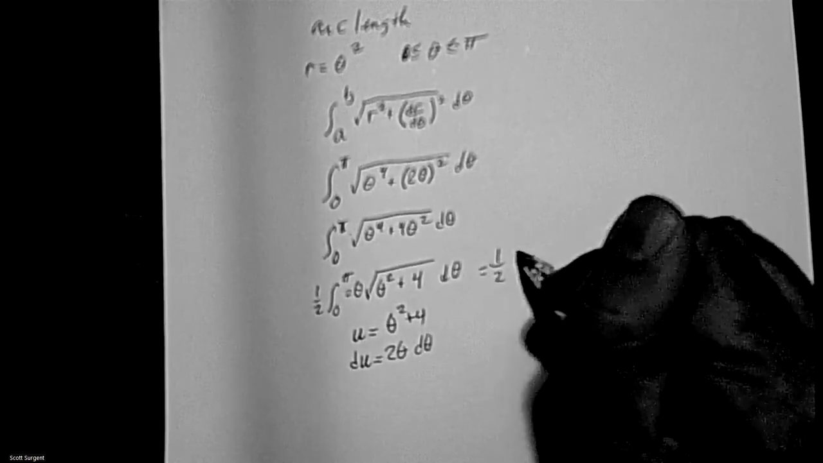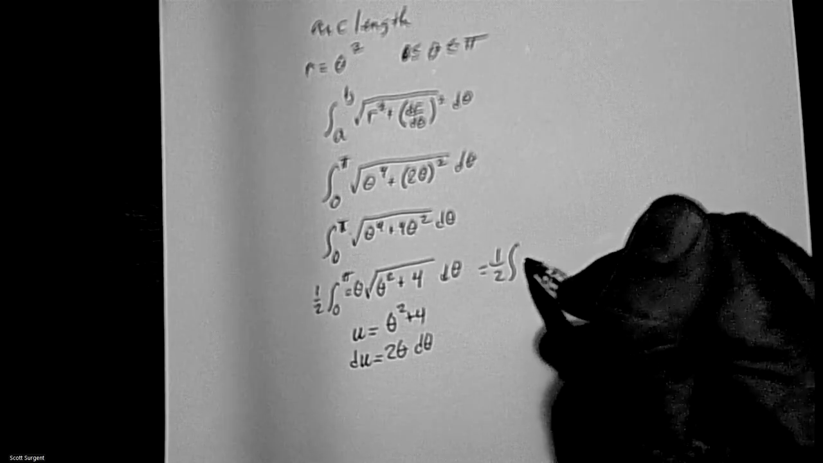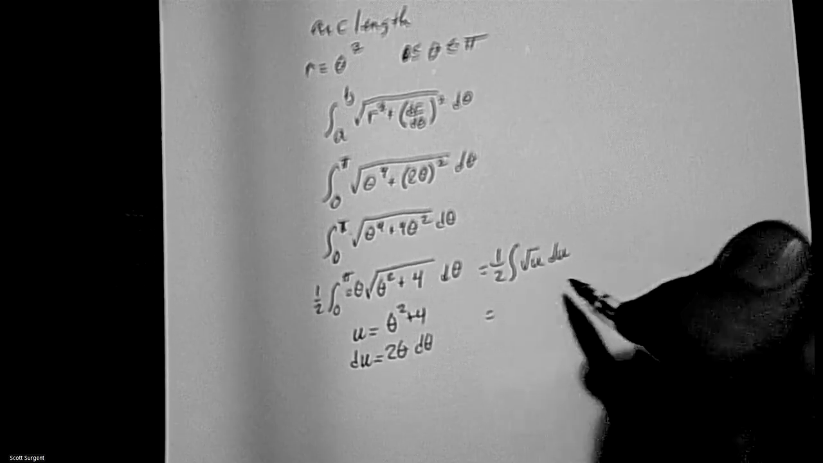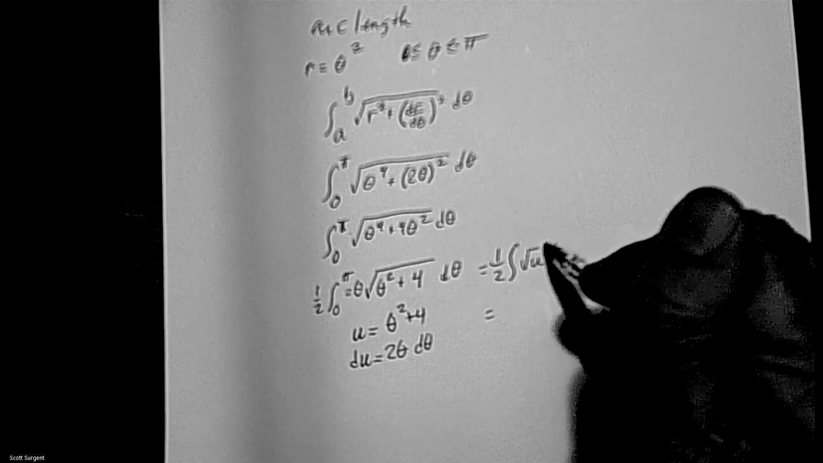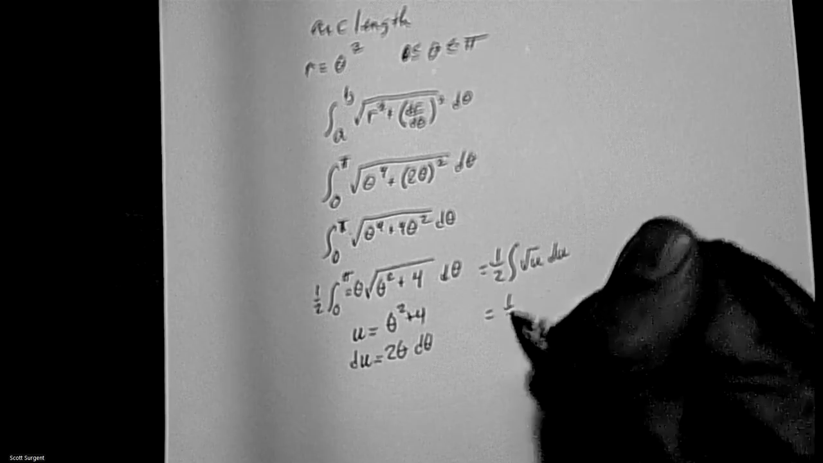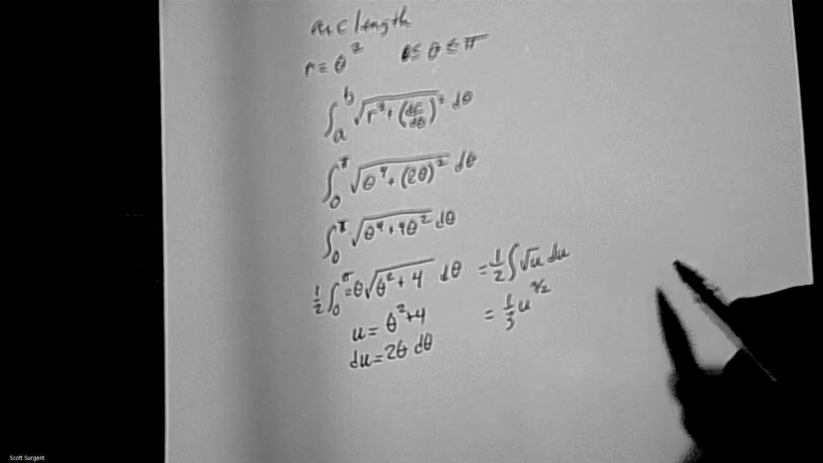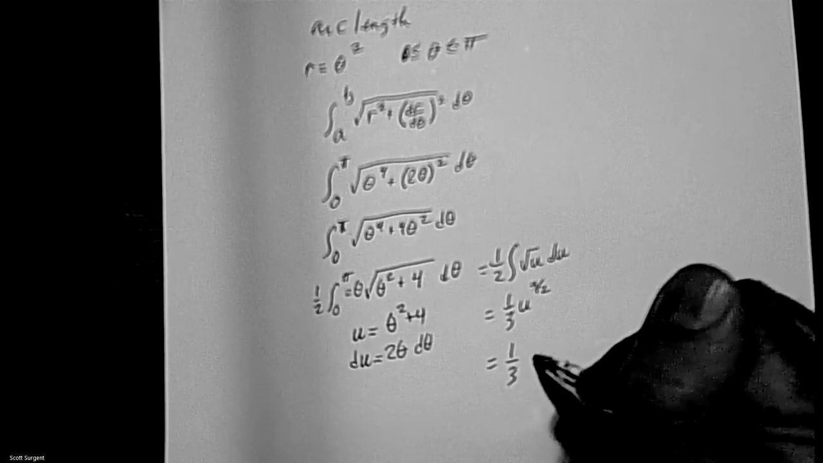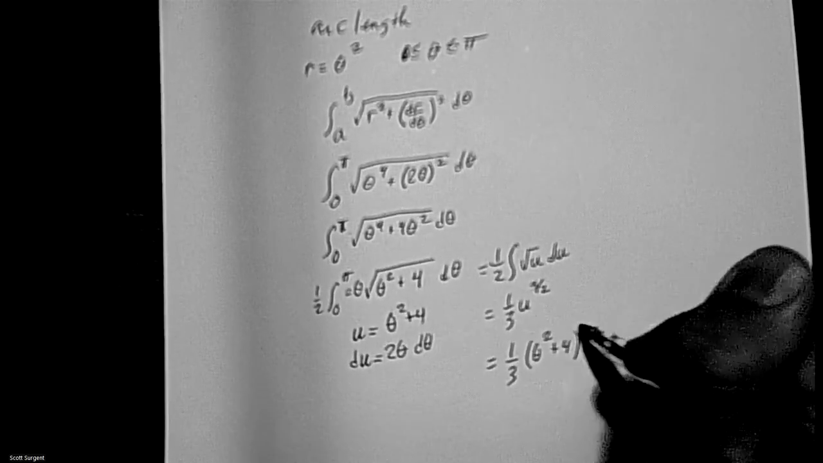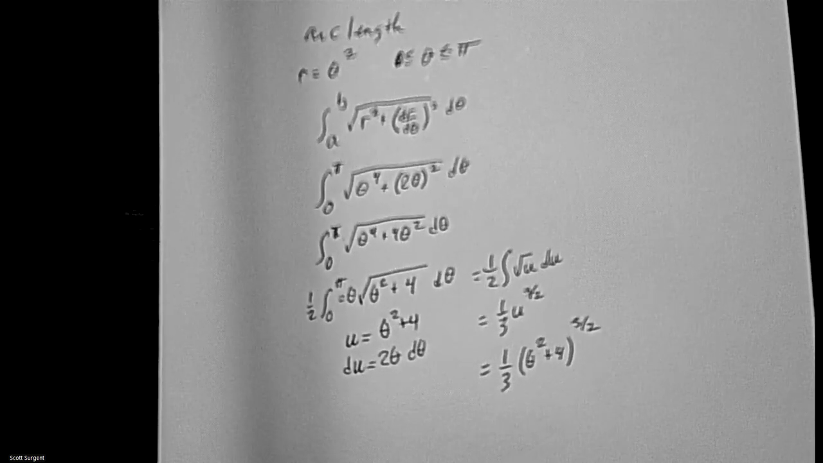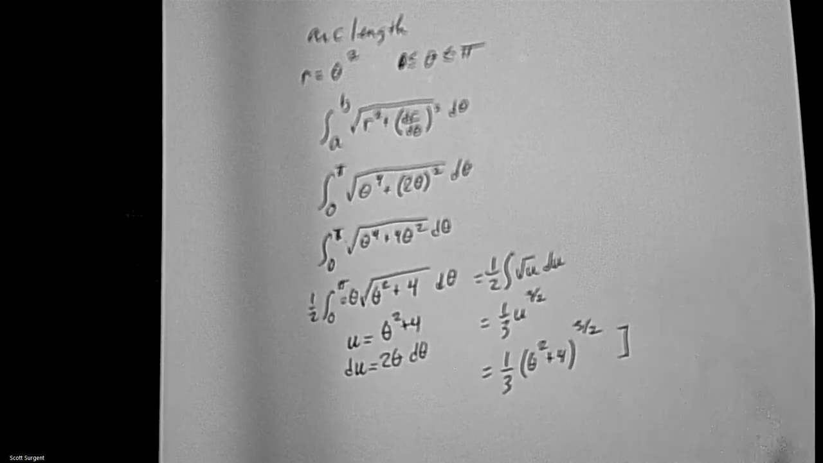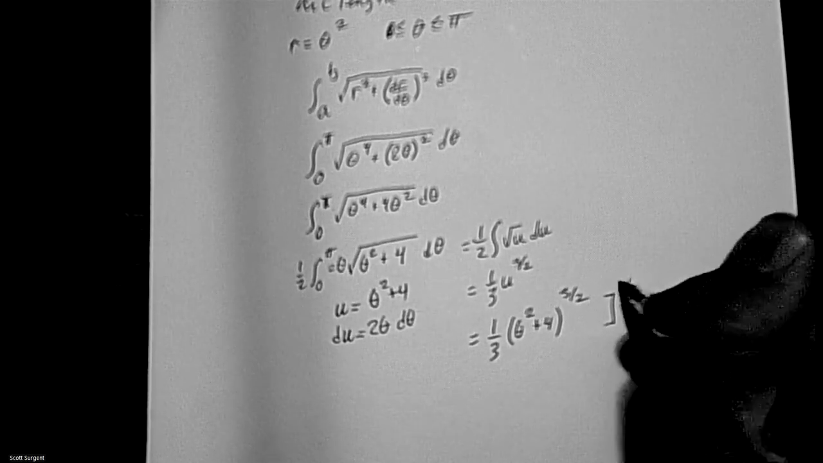Now I'm going to ignore the bounds for a moment. I'm just going to worry about the square root of u. So 1/2 plus 1 is 3/2, and 2/3. So 1/3 u to the 3/2. I'm just going to double check myself. So it should be 1/3 theta squared plus 4 to the 3/2. When I take the derivative, the 3/2 comes down, times the 1/2. Yeah, it looks good. All right. Now I'll put back on the bounds. I'm back in theta, so I'll put on the bounds, pi and 0.